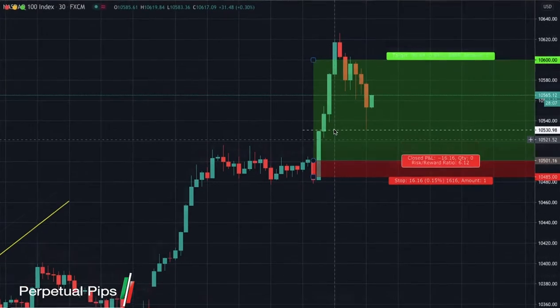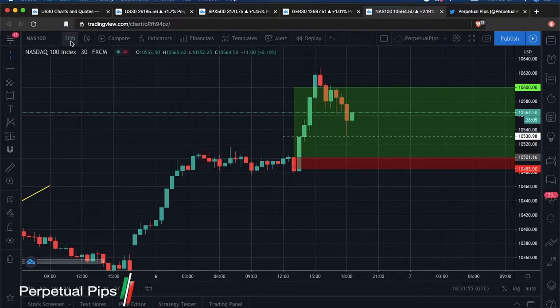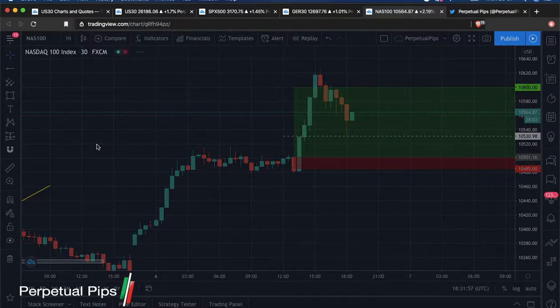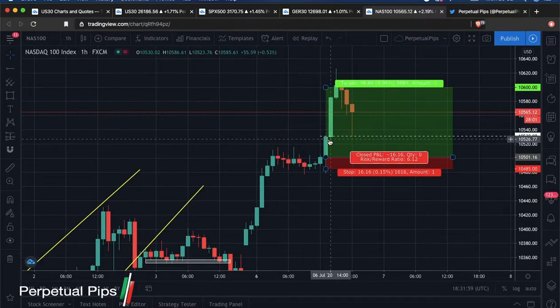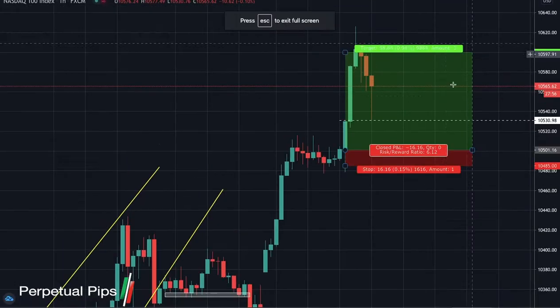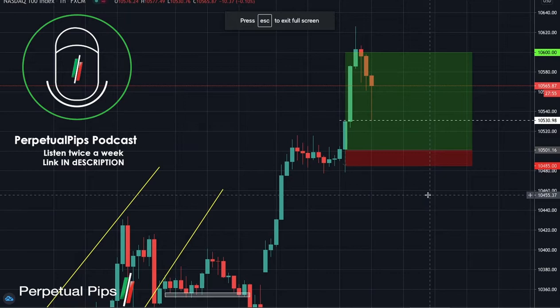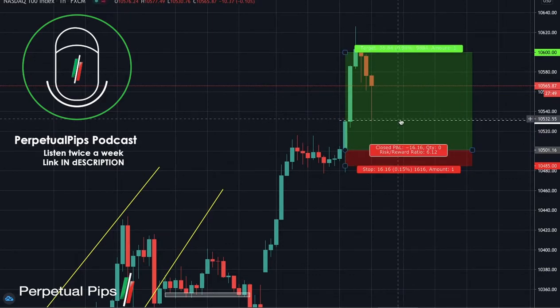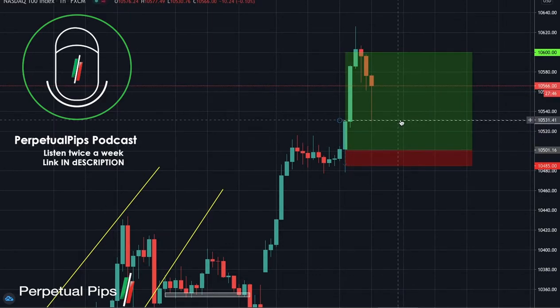Around 4 o'clock, things started to get a bit slow as the pair was anticipating ISM data, which then came out positive, which led me to then enter my second position at 10,530 level. And my target was 10,600.